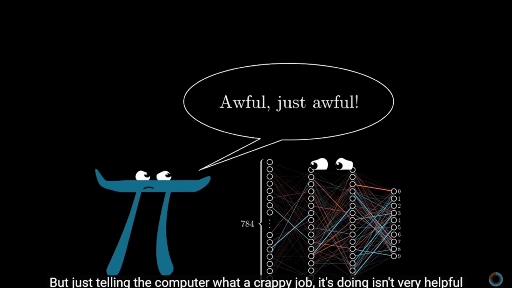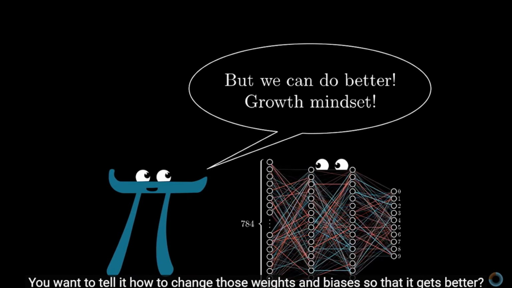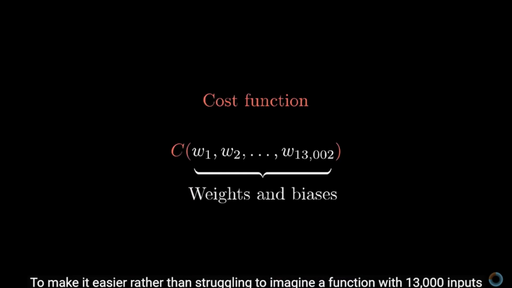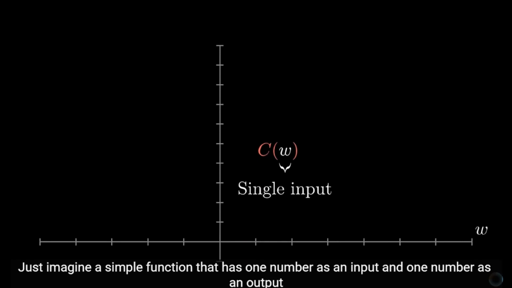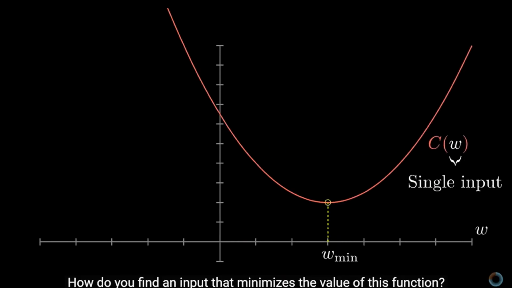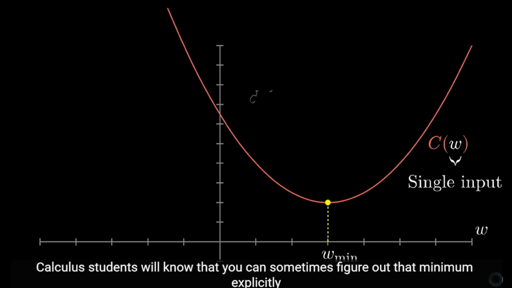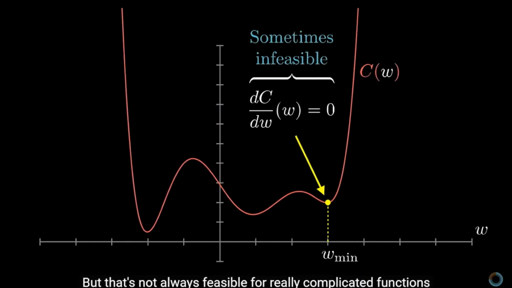But just telling the computer what a crappy job it's doing isn't very helpful. You want to tell it how to change those weights and biases so that it gets better. To make it easier, rather than struggling to imagine a function with 13,000 inputs, just imagine a simple function that has one number as an input and one number as an output. How do you find an input that minimizes the value of this function? Calculus students will know that you can sometimes figure out that minimum explicitly, but that's not always feasible for really complicated functions.